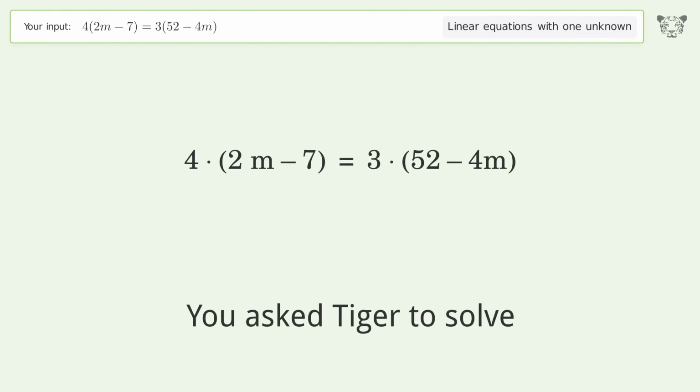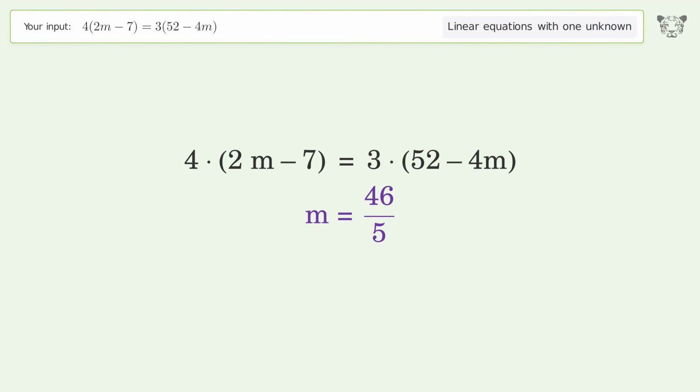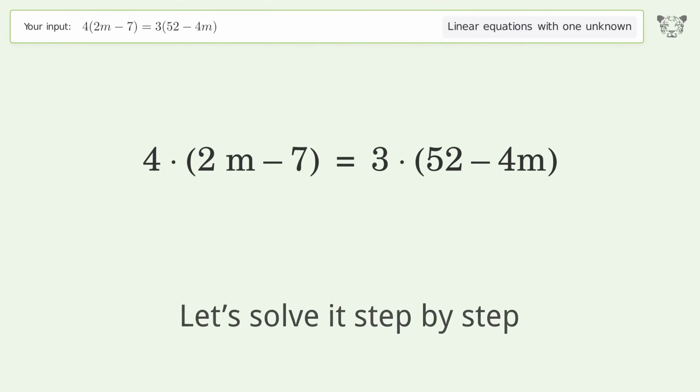You ask Tiger to solve. This deals with linear equations with one unknown. The final result is m equals 46/5. Let's solve it step by step.